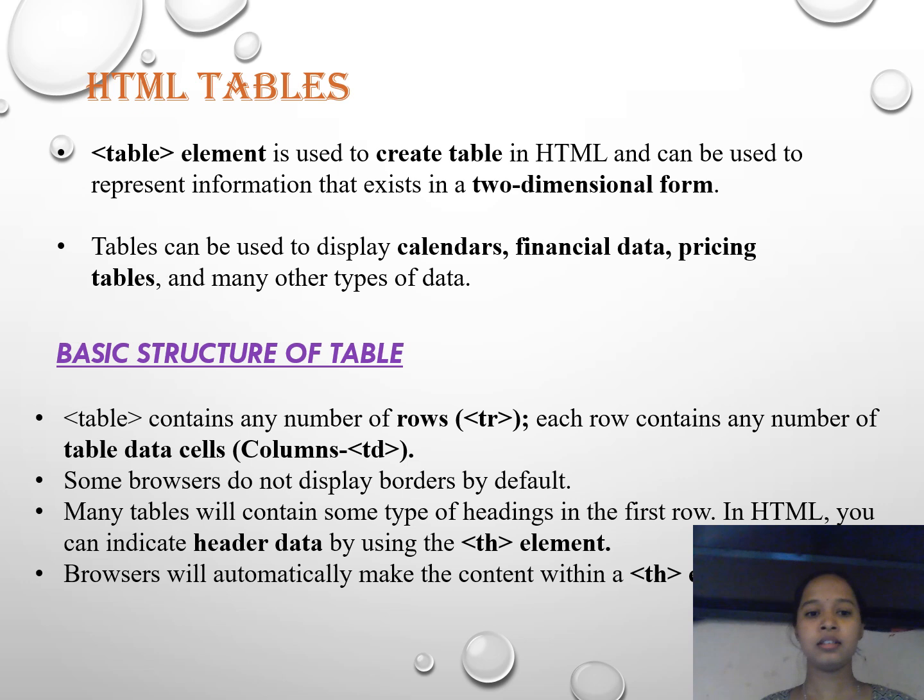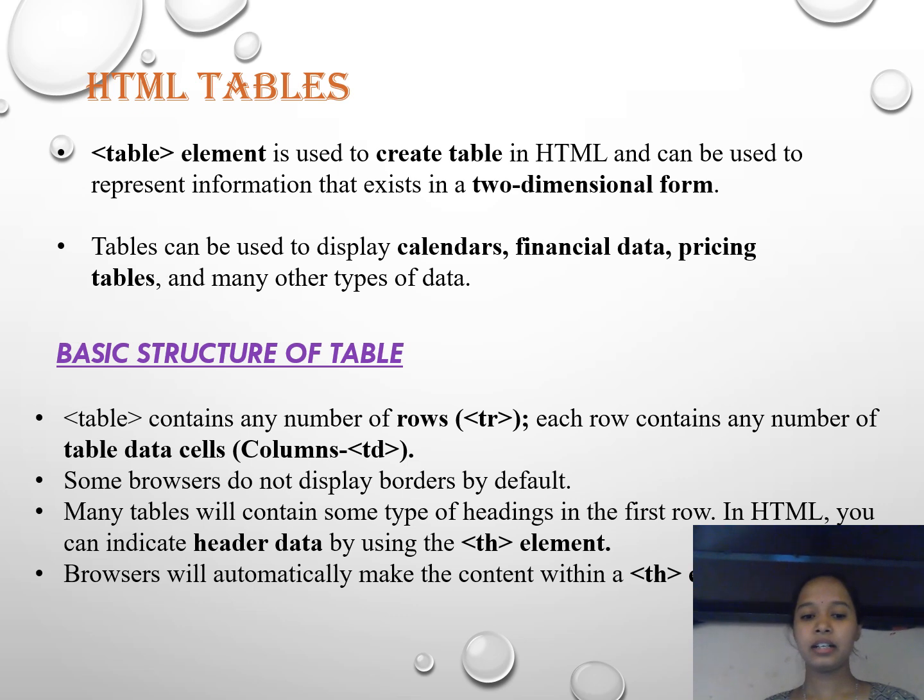HTML tables. The table element is used to create a table in HTML and can be used to represent information that exists in two-dimensional form. Tables can be used to display calendars, financial data, pricing tables, and many other types of data. Basic structure of tables.